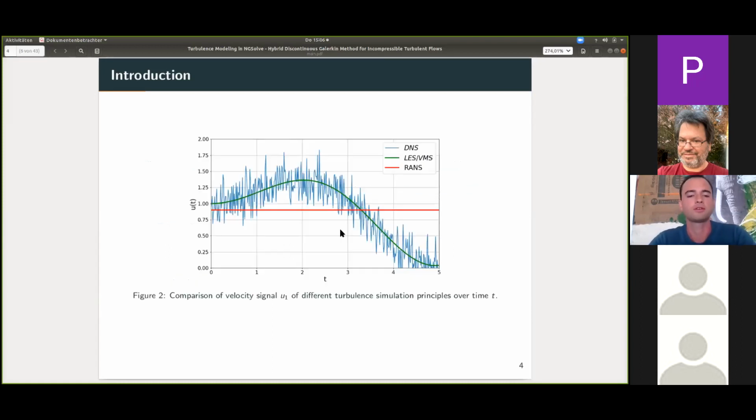In this figure, I tried to show you a comparison between those three approaches. We have here a velocity signal. The DNS would represent all scales. The LES would only show you a filtered signal, in this case a low pass, the low frequency modes. And for a signal over time, the RANS solution would be a time-averaged quantity, so a constant in this case.